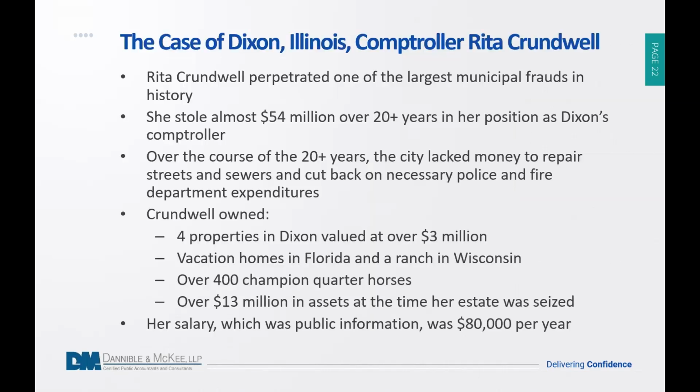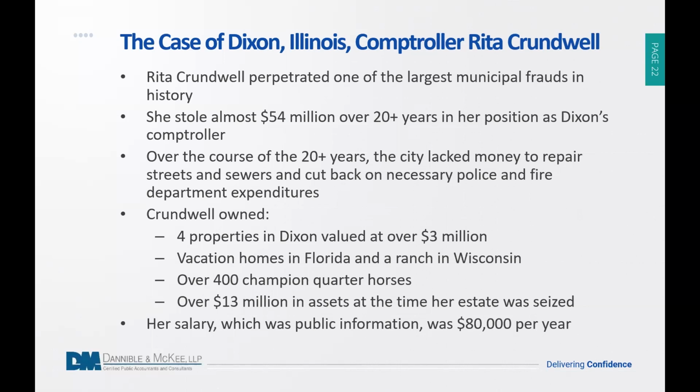So here's a good case. This happened about 10 years ago, but I thought this was very interesting, and it still is actually being studied in a lot of recent case studies to kind of look into the psychology of it and how it happened. But there was a case in Dixon, Illinois, where comptroller Rita Crundwell stole almost $54 million over 20 plus years in her position as Dixon's comptroller. It's one of the largest municipal frauds in history. Over the course of the 20-year scheme, the city lacked money to repair streets and sewers.